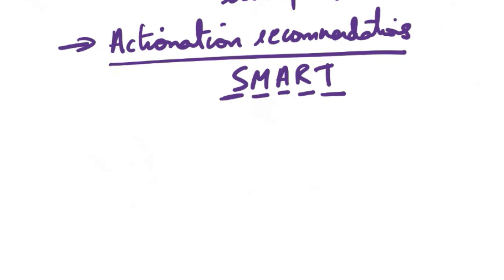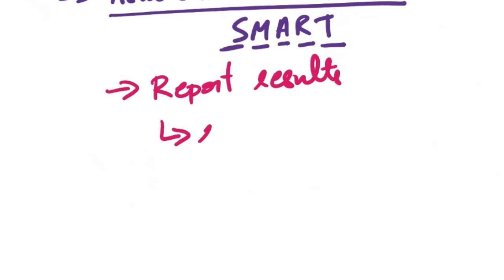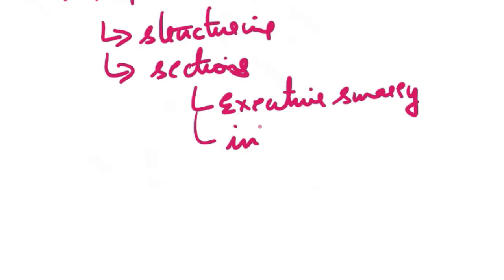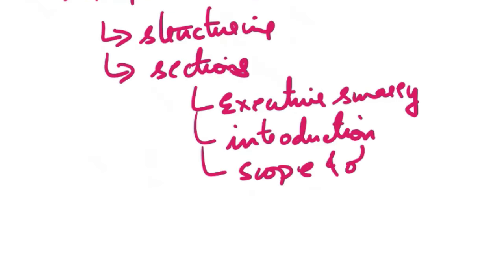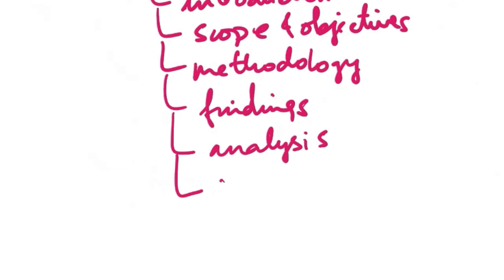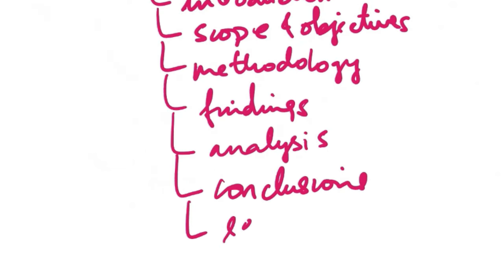After analyzing the findings, the next step is to report results. And this you begin by structuring the audit report in a clear, concise, and logical manner to facilitate understanding and readability. And you need to organize the report into sections, like, for example, executive summary, introduction, scope and objectives, methodology, findings, analysis, conclusions, and recommendations.